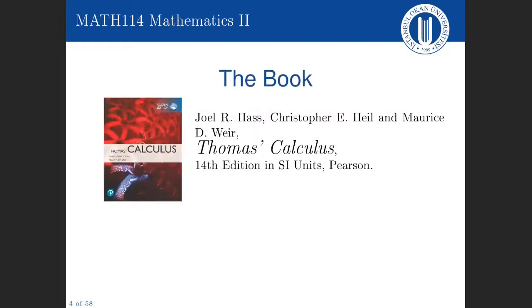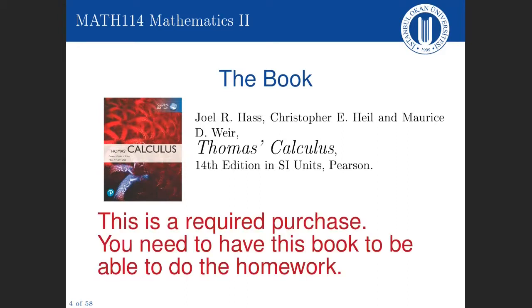This course is based on the book Thomas's Calculus, which is the same book that was used in Mathematics 1. This is a required purchase. You need to have a copy of this book, including an access code to be able to do the homework for this course. I'm assuming that most, if not all of you, already have this book from Calculus 1. You can reuse your access code for this course as well. If you have any problems with your access code, then you need to contact Pearson directly, and they will help you out.